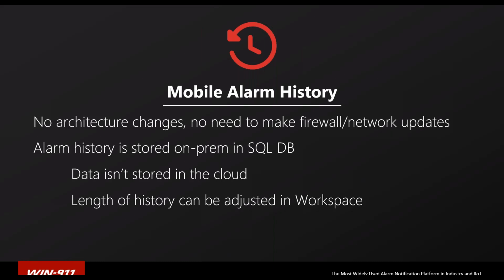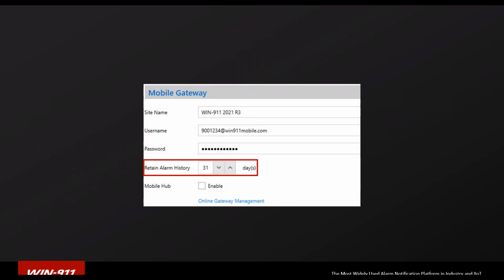I did say at the beginning it's up to 31 days of history, and that is adjustable in your workspace. It looks like this when you set it up. When you go put in your mobile gateway details, you've got retain alarm history, and you can set that to however many days you want, 31 being the max. One of the reasons you may want to do that is if you have tons and tons of alarms going off in your system, maybe you don't want to have all those alarms being stored in a database and bloating your database, making it bigger than you would want it to.